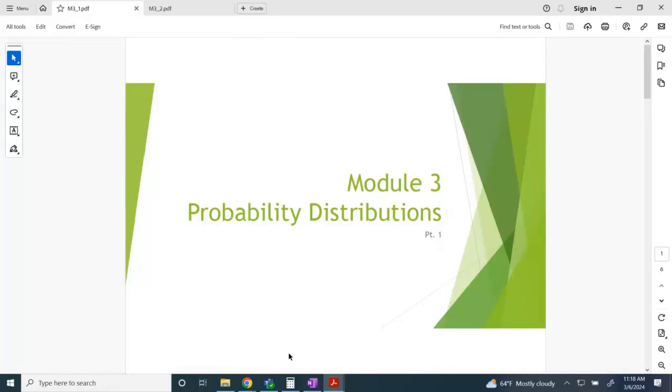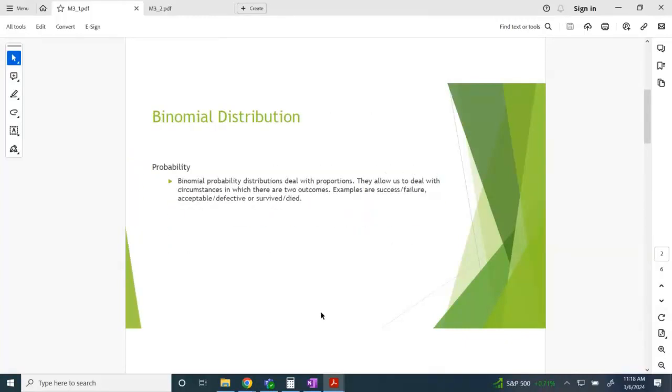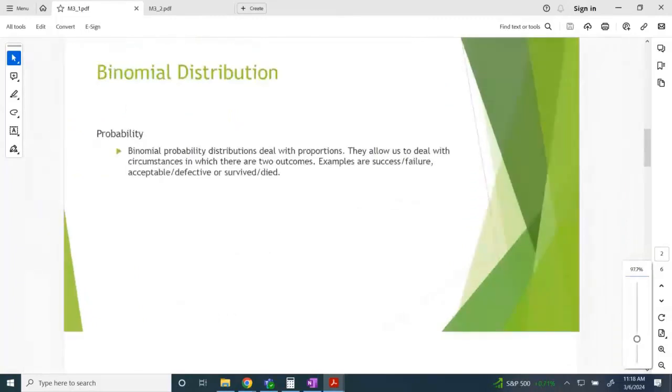Today we're going to talk about two types of probability distributions. The first is a binomial distribution, and the second is the standard normal distribution, the bell-shaped curve, the empirical rule, which applies to that. So we're going to start out first with the binomial distribution, right? And here's just the explanation of the binomial distribution.